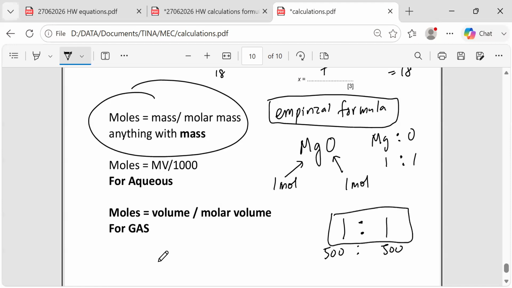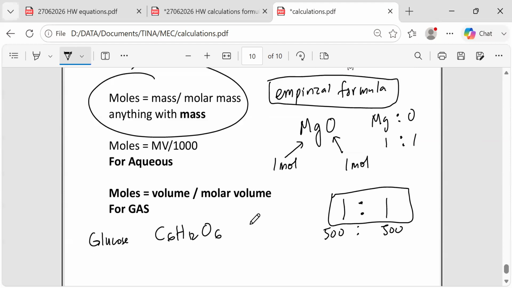For example, glucose. Who can tell me the formula of glucose? C6H12O6. That means one molecule of glucose actually has 6 carbon, 12 hydrogen, 6 oxygen. This is the actual formula, the molecular formula. If I'm trying to find the empirical formula, it is CH2O, the simplest ratio. Do you understand why? You divide by 6. So carbon 1, hydrogen 2, oxygen 1.